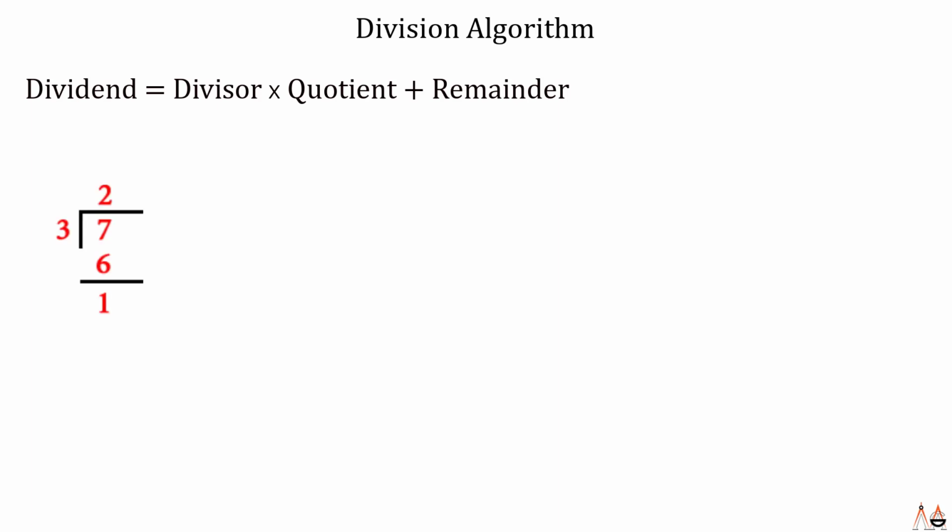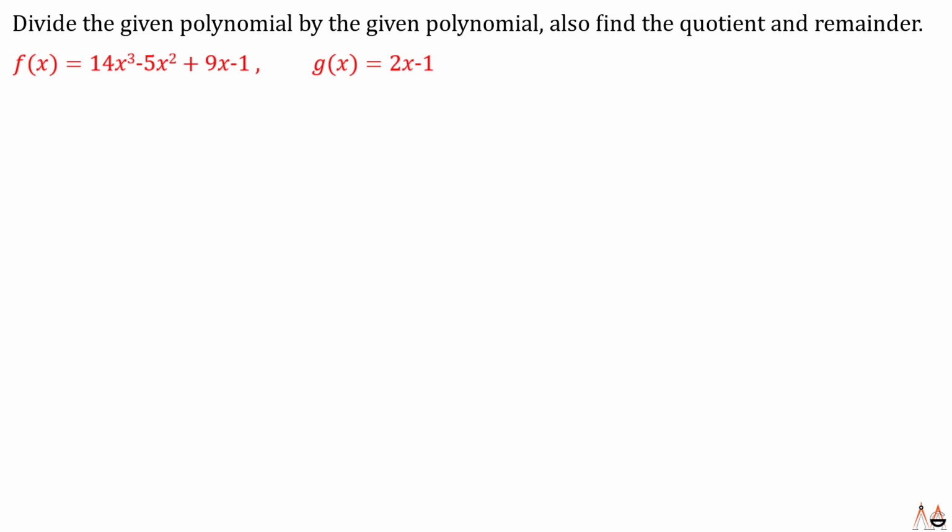So for example, when we divide 7 by 3, 7 is the dividend and 3 is the divisor, and the quotient is 2 and the remainder is 1. And that is typically written as 7 is equal to 3 times 2 plus 1. And again here 3 is the divisor and 2 is the quotient, plus 1, and that is the remainder. The same principle is used when we are doing polynomials in the division algorithm. Let's now look at the following example, where we will use the division algorithm.